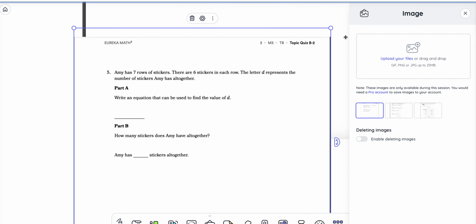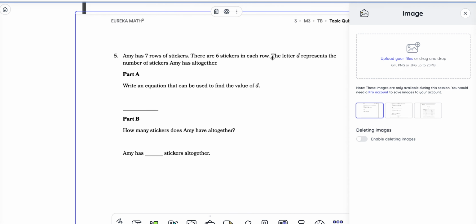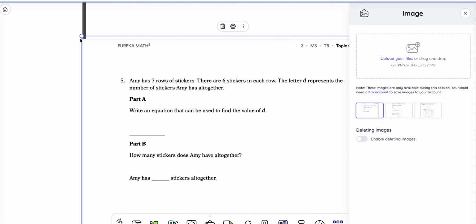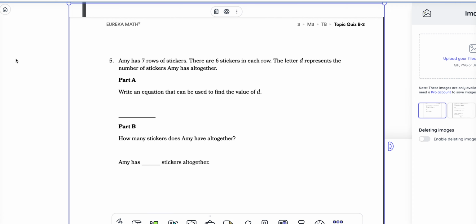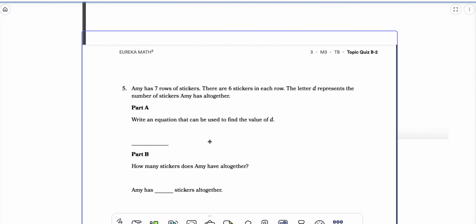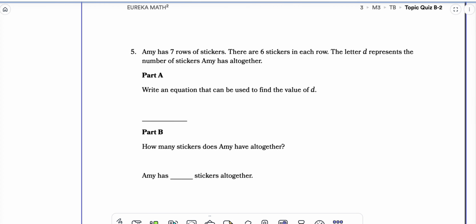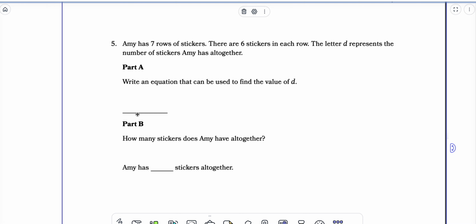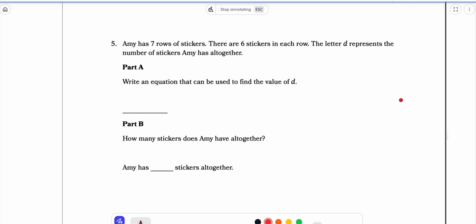Final question. Here we go. Amy has 7 rows of stickers. And there are 6 stickers in each row. Once again, just like we did, the letter D represents the number she has all together. So write an equation that can be used to find D. So just like we did yesterday in class. Cassia, you want to do it? That's the equation. Yep, give me the equation, babe. With the letter. What'd you do for part A?